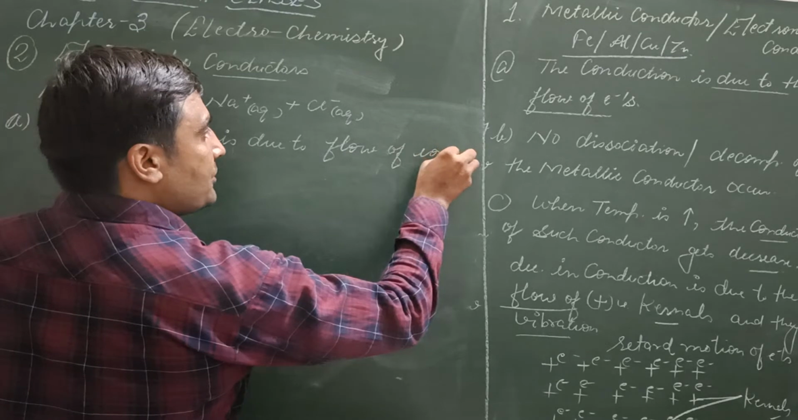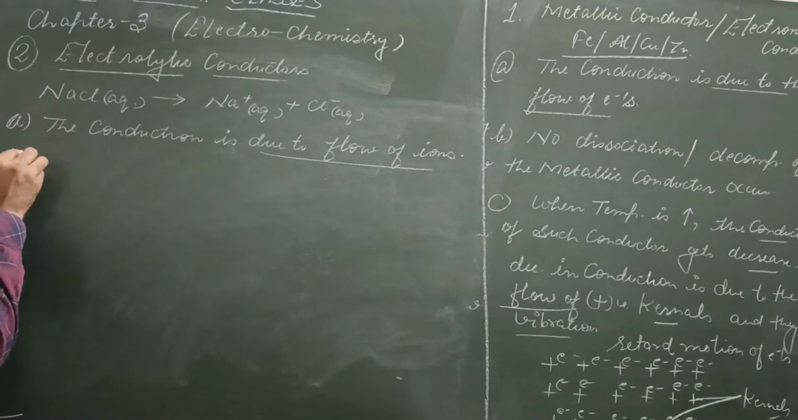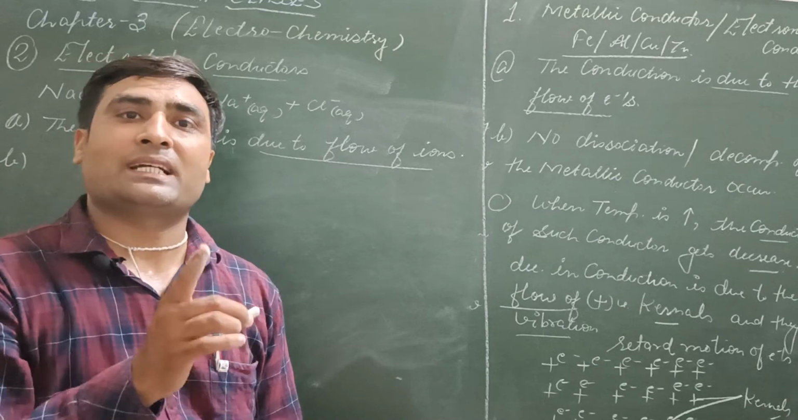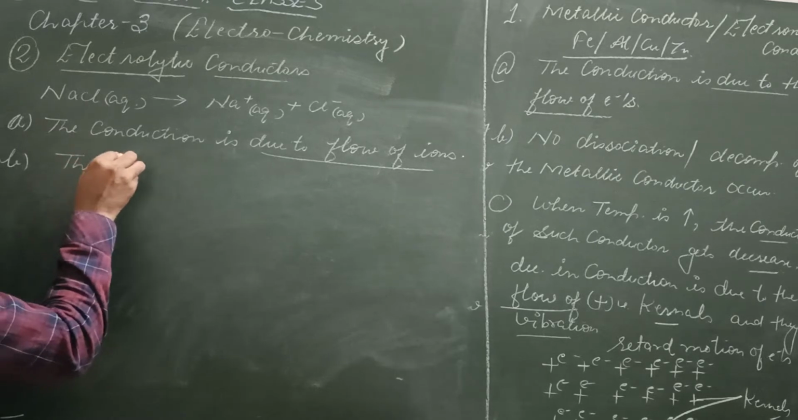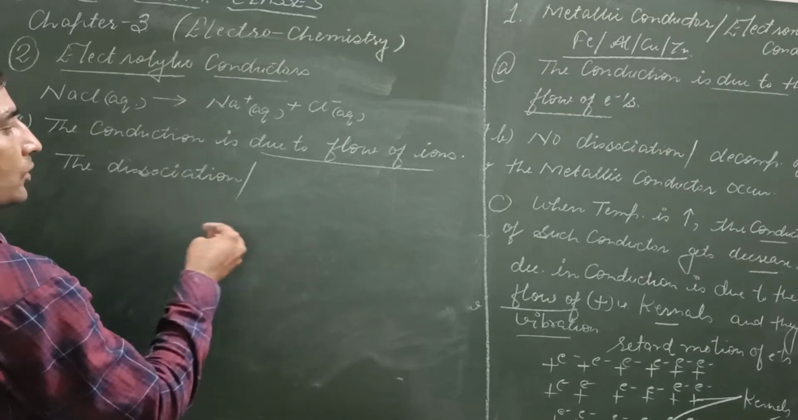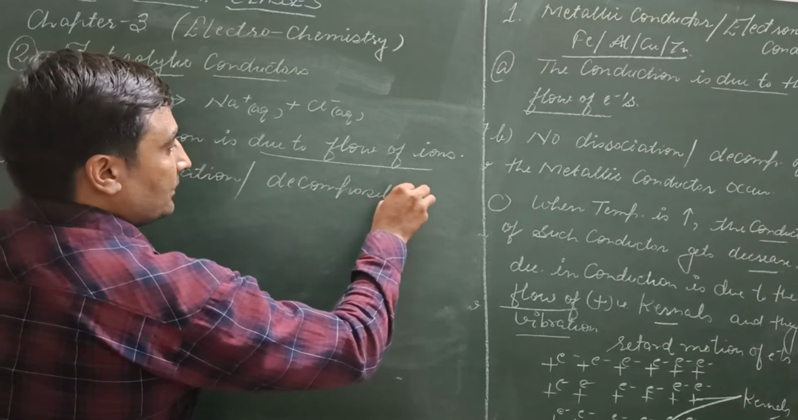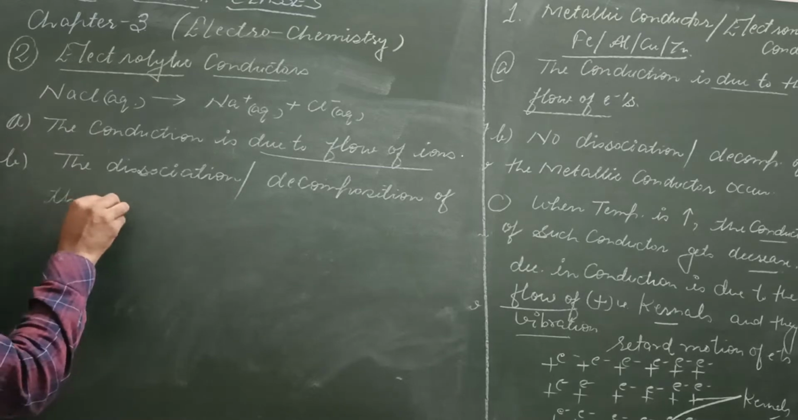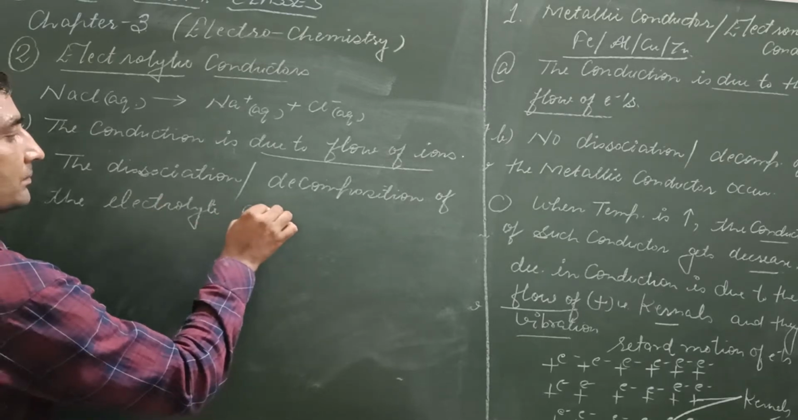The conduction is due to the flow of ions, and the flow of ions only occurs when there is dissociation or decomposition of the electrolyte in aqueous or molten state. It means the dissociation or decomposition of the electrolyte occurs.